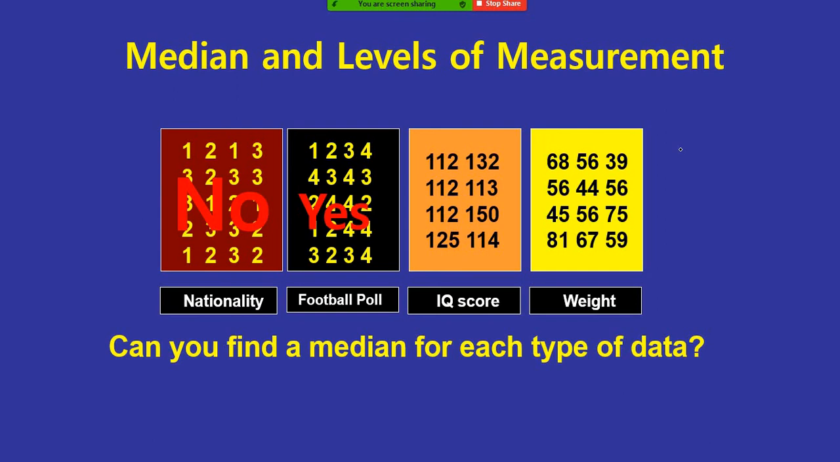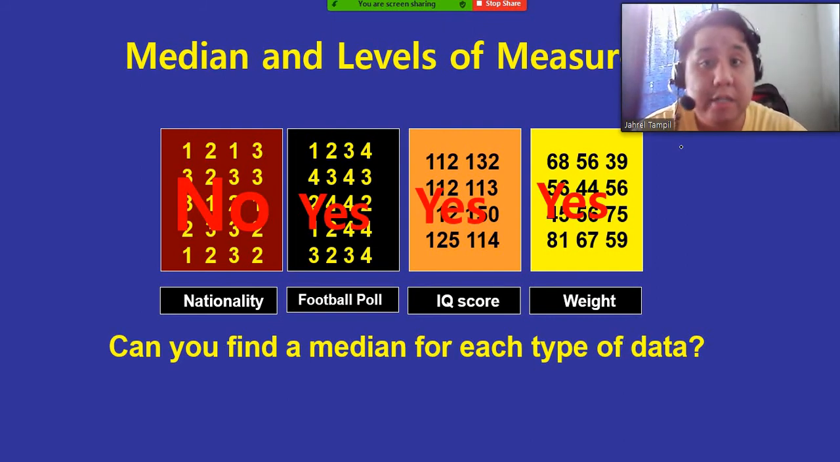Does it make sense for IQ score? The answer is yes also, because interval data can be arranged. Does it make sense for weight, which is ratio data? The answer is also yes. As long as our data can be arranged, then we can compute for our median. Hence, since it's only nominal data wherein we cannot arrange our data from highest to lowest, we cannot compute the median for nominal data. Otherwise, for ordinal, interval, and ratio data, we can compute our median.